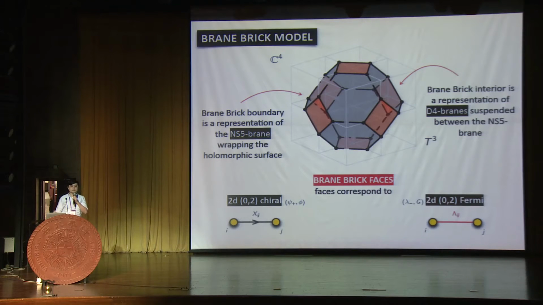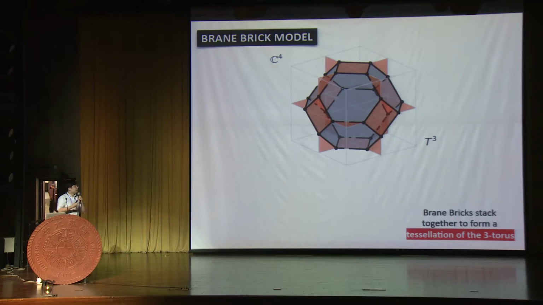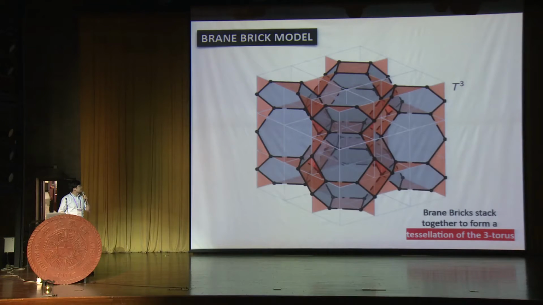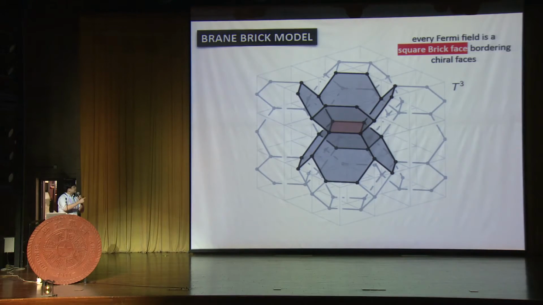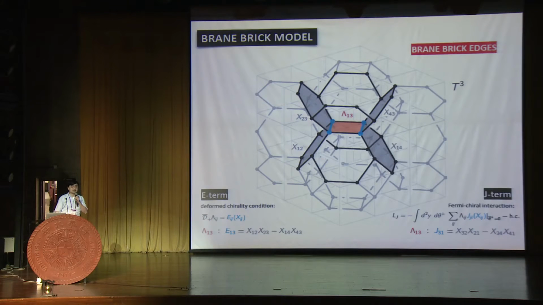These are brane bricks, so in the case of C4 it is a truncated octahedron, stacked next to each other to tessellate a three-torus. If I pick a Fermi multiplet, it's represented by a square in the brane brick model, whose one-dimensional boundary is a representation of the J and E term interactions in the 2D Lagrangian.